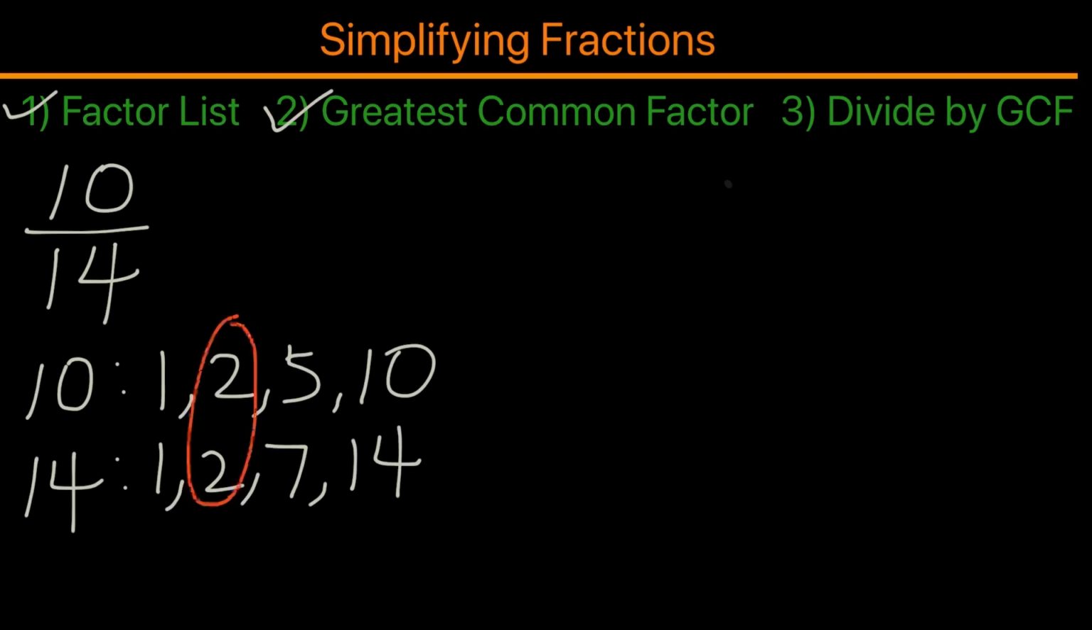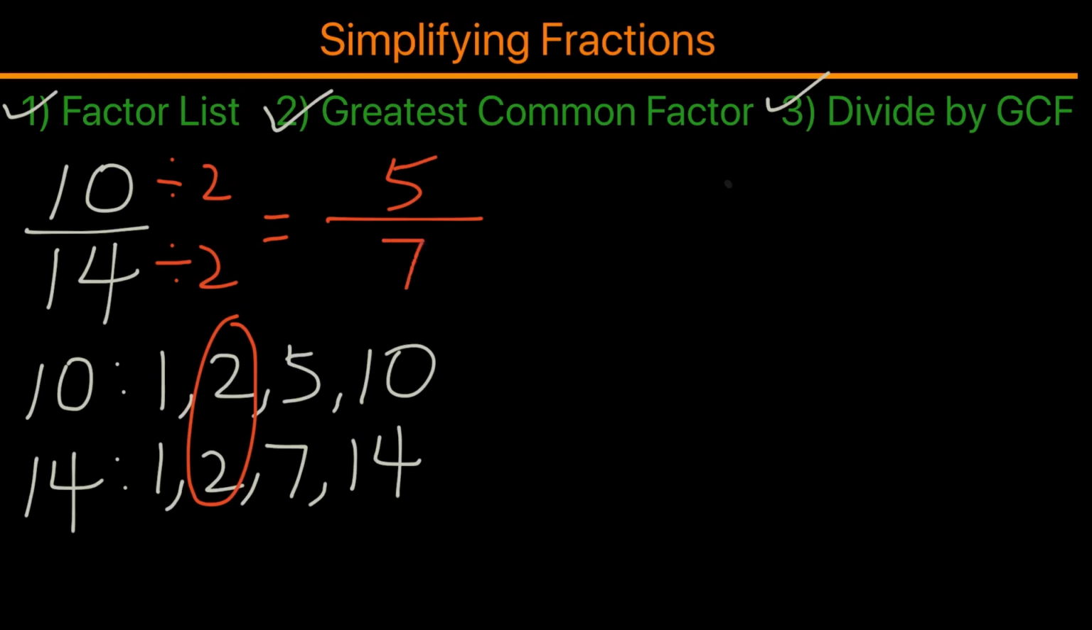So therefore, when we are simplifying this fraction, we are dividing it by the greatest common factor, both the numerator and the denominator. So since we found 2 was the greatest common factor, we're dividing the 10 by 2, and we're dividing the 14 by 2. And then 10 divided by 2, we have 5, and then 14 divided by 2 is 7.